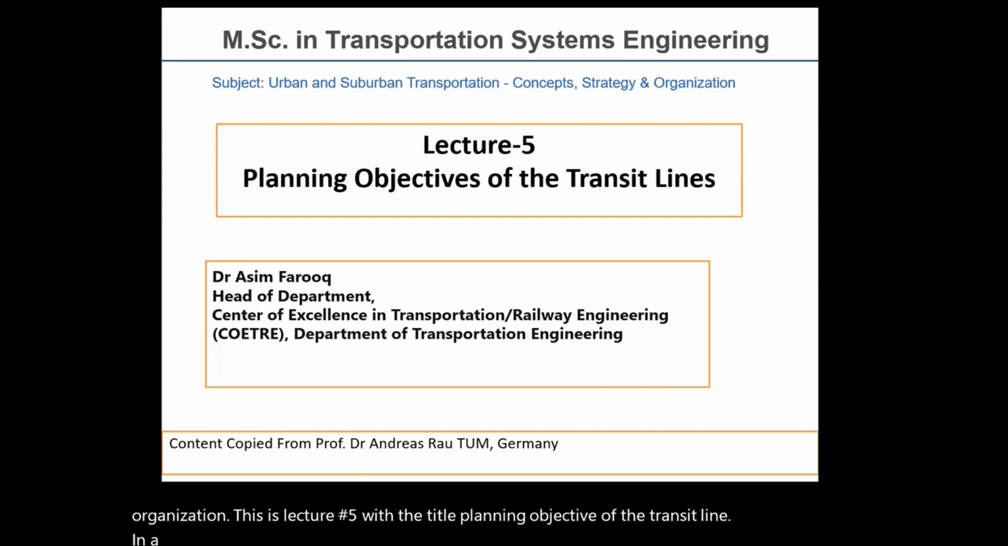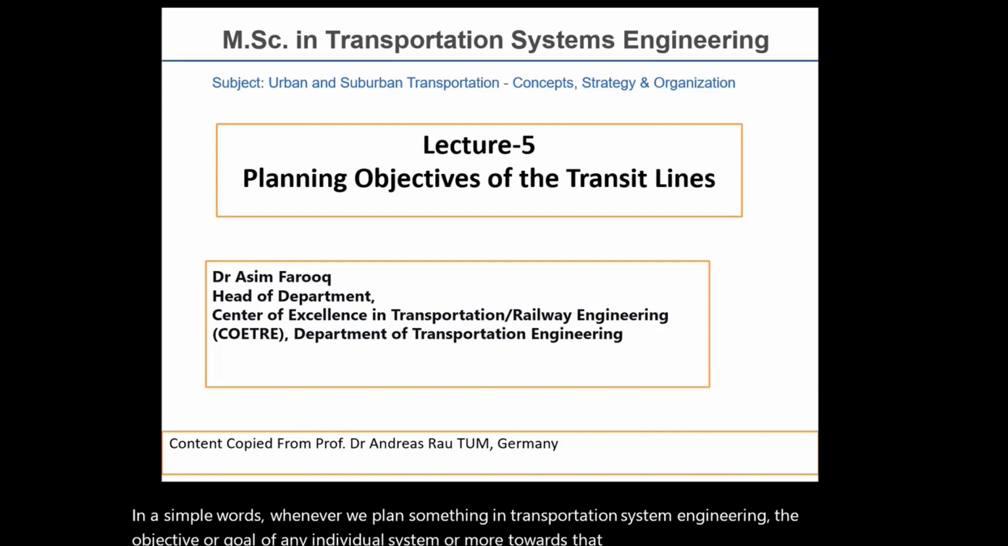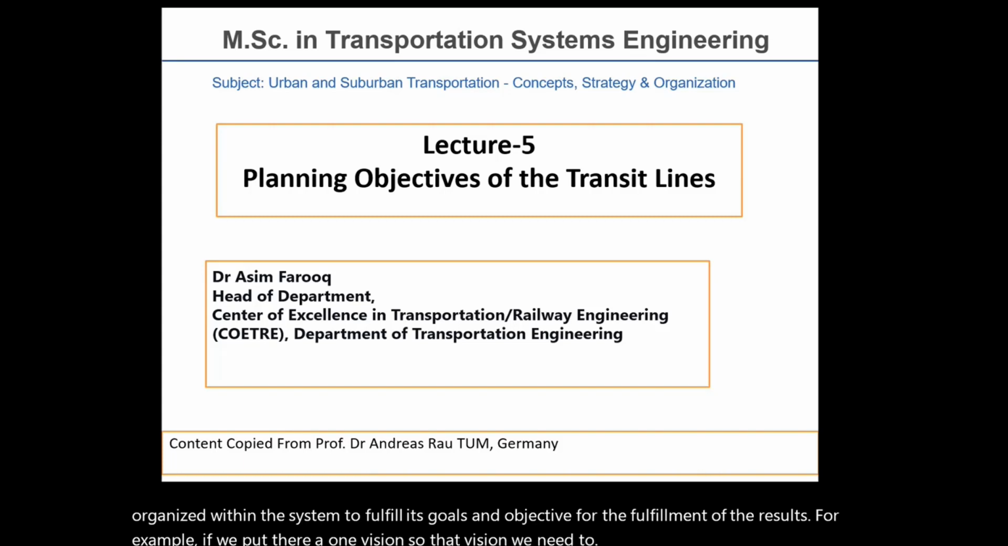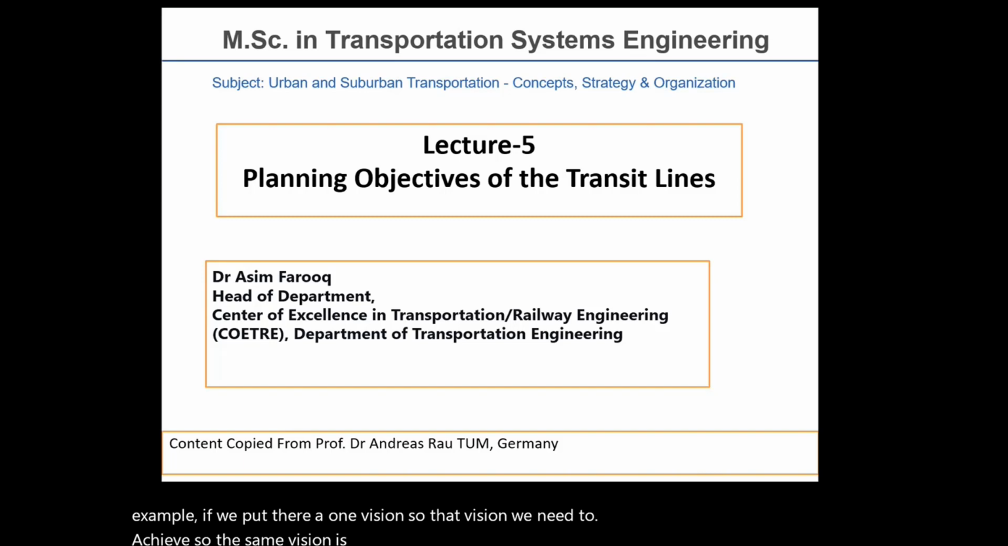In simple words, whenever we plan something in transportation system engineering, the objective or goal of any individual system is that each and every activity organized within the system fulfills its goals and objectives, for the fulfillment of the results. For example, if we put forward one vision, that vision we need to achieve. The same vision is again divided into sub-goals, which are evaluated through KPIs, key performance indicators.